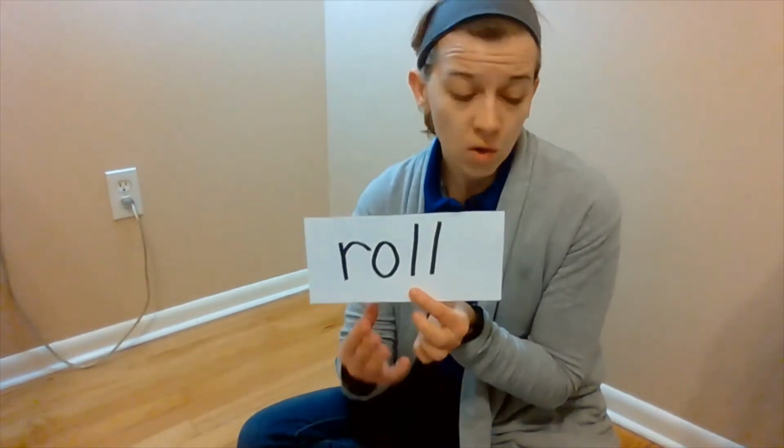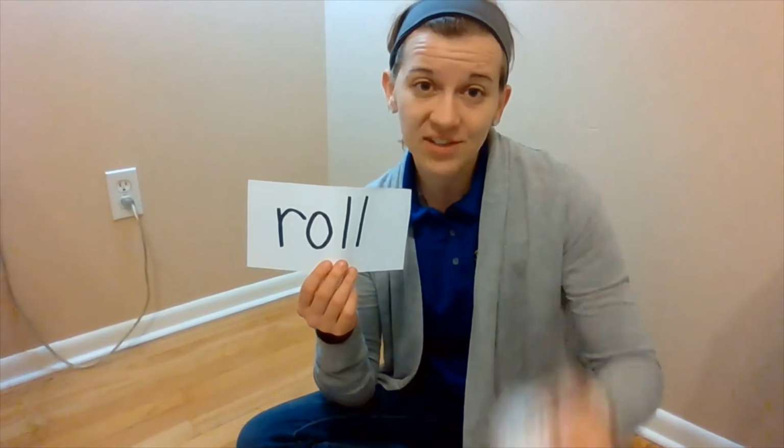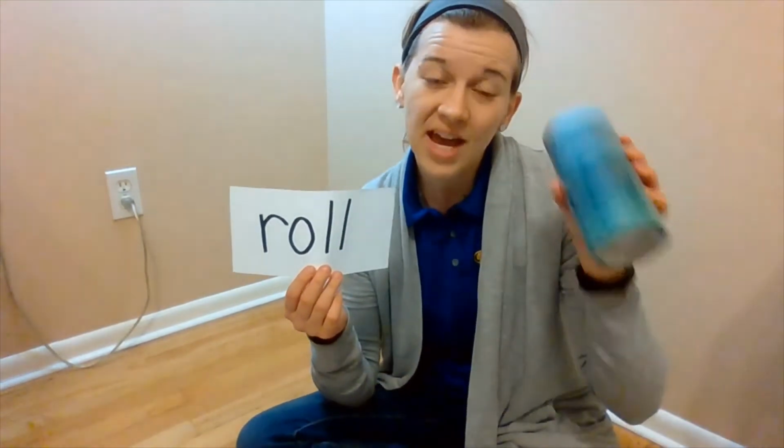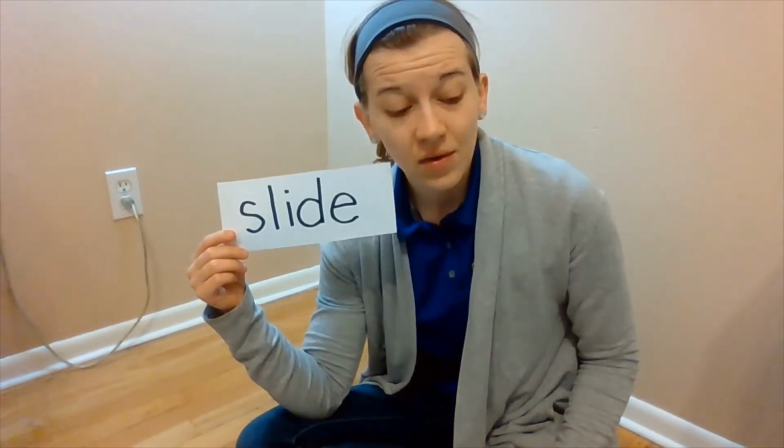So if a pyramid has all flat surfaces, can it roll? Well, remember, something that rolls is something that has curved surfaces. So could a pyramid with flat surfaces roll? Nope, it can't roll. So a pyramid can't roll. Could a pyramid slide? A pyramid could slide because it has flat surfaces. Remember, if a solid figure has flat surfaces, it can slide.